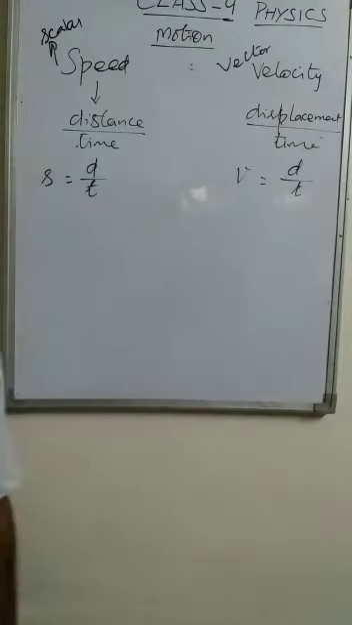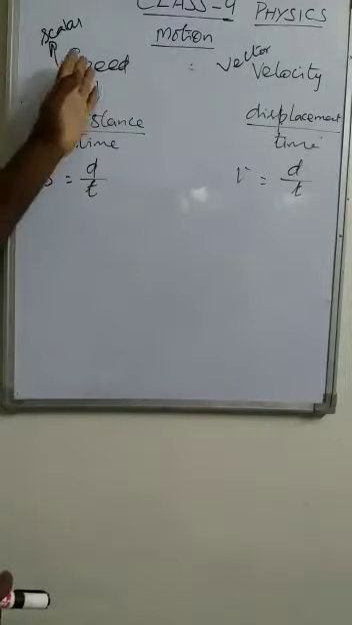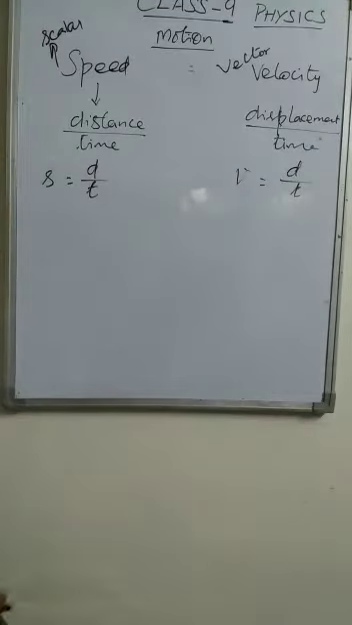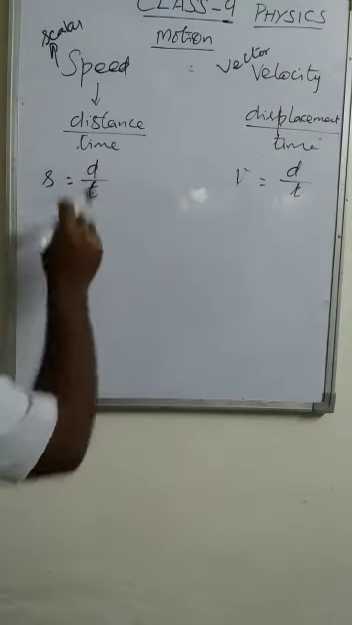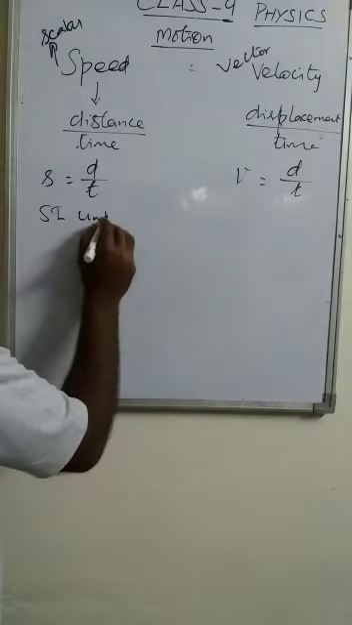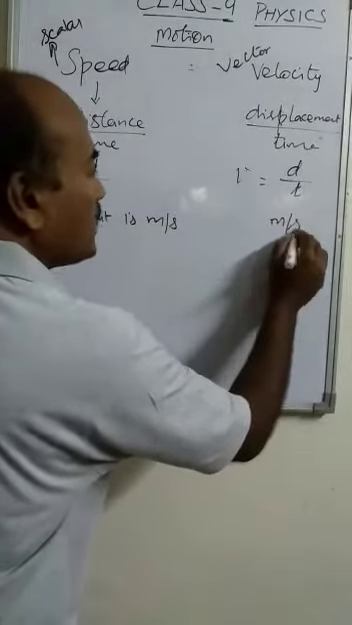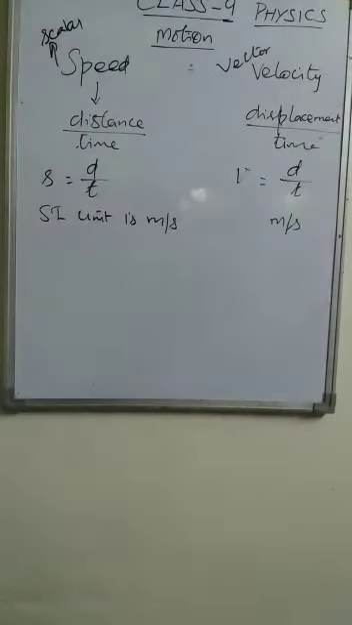Then coming to the similarity between them. Speed and velocity are measured as distance upon time, displacement upon time. For any quantity, when we measure, it must be represented with units. The speed, that is distance upon time, has SI unit meter per second. This is also meter per second, since displacement is measured in meters.